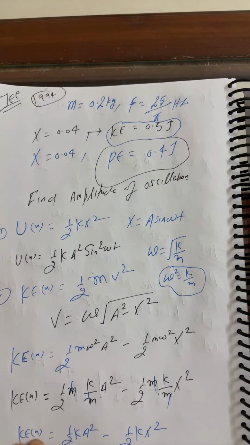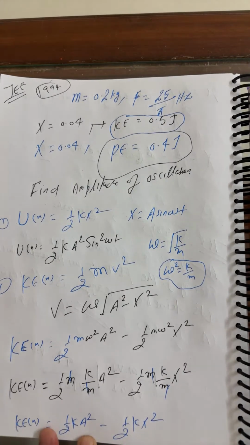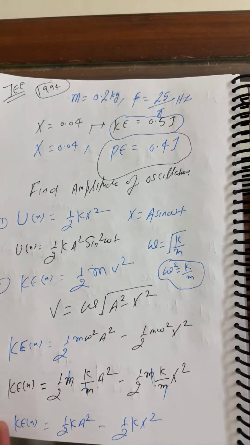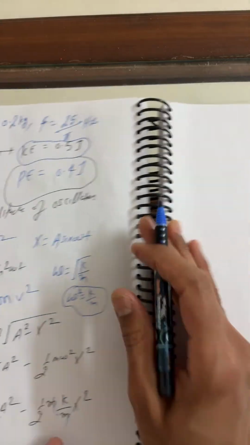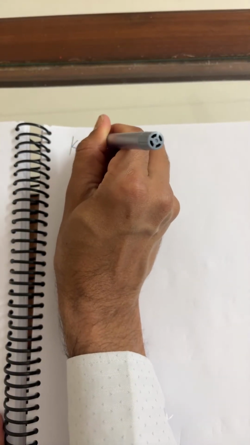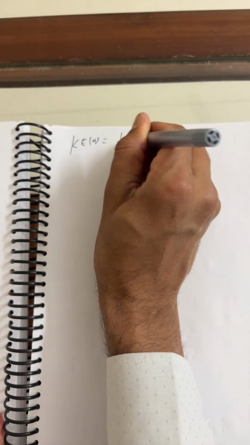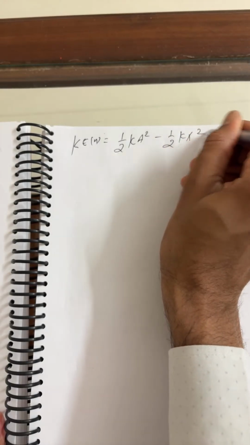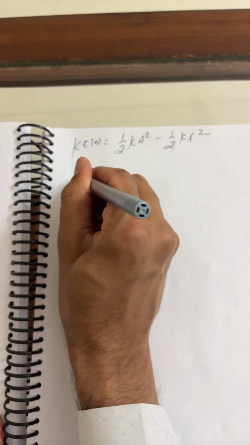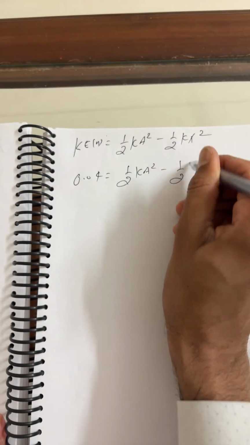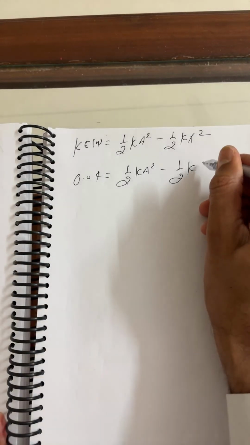Okay, so kinetic energy as a function of x is half k a square minus half k x square. The kinetic energy mentioned here is 0.5, so we can write this condition. I'll write the kinetic energy as a function of x formula once, because I'll use only this condition: half k a square minus half k x square. So 0.5 equals half k a square minus half k times x, where x is how much mentioned here? 0.04.